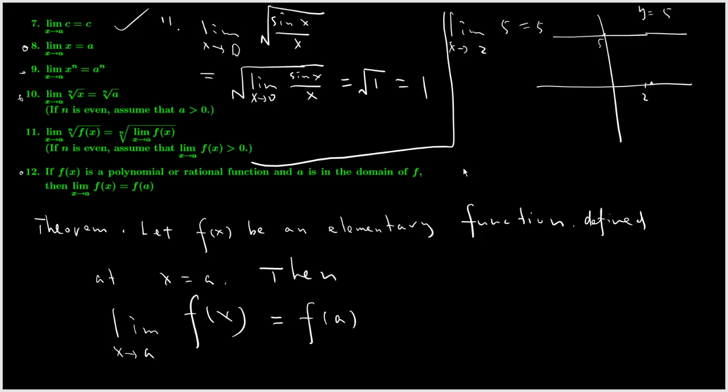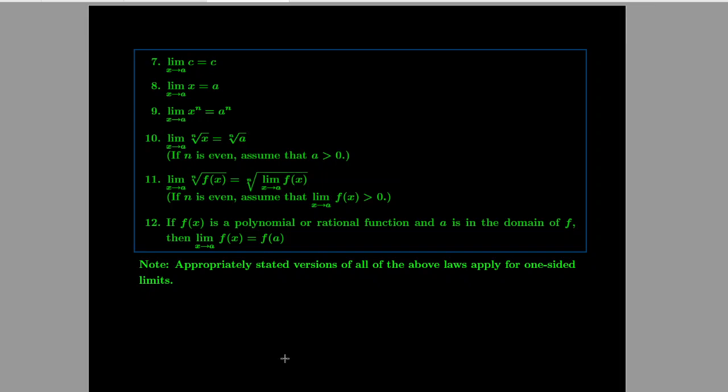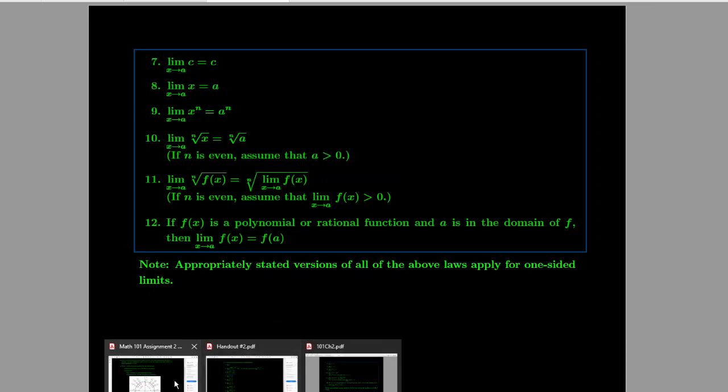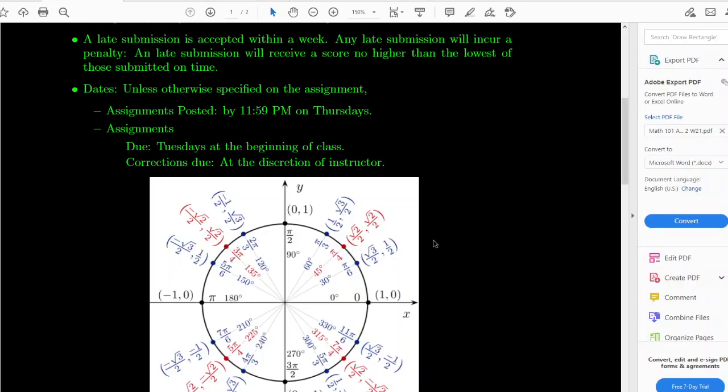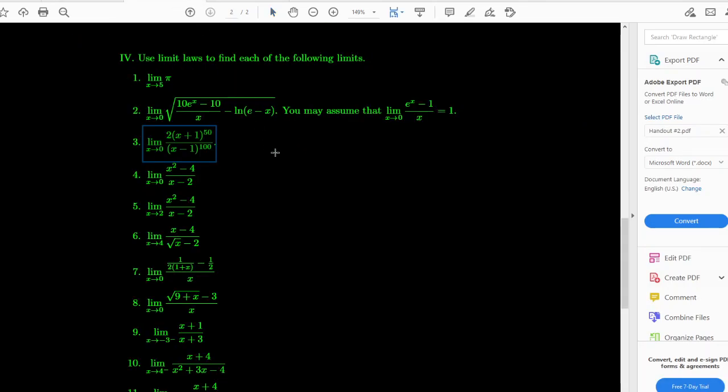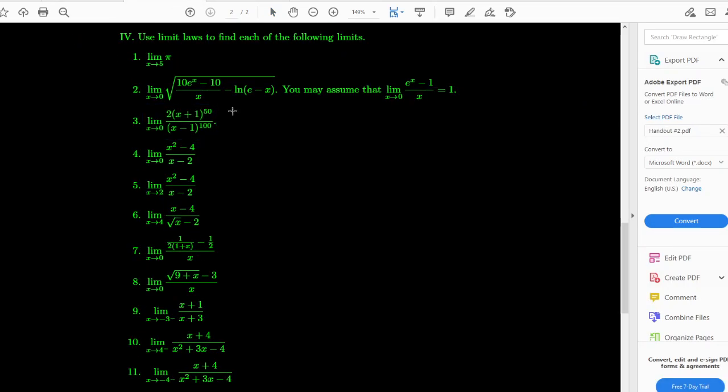I just told you the meanings of all these properties from property number 1 to number 12. Now I will show you a question, a little harder question, showing you how to combine all these properties.